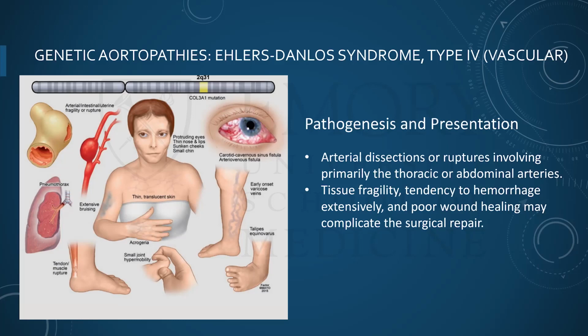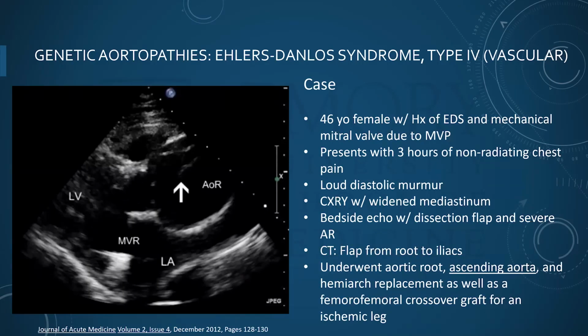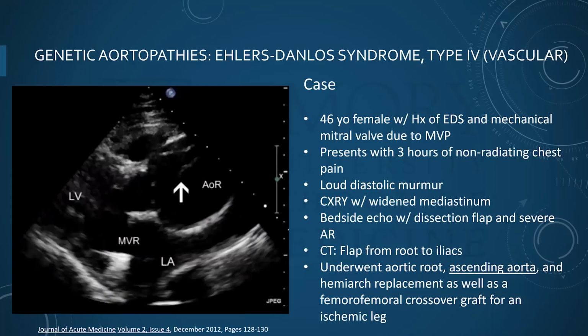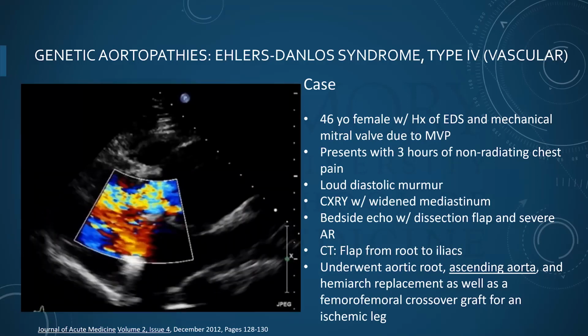So this is a case of a 46-year-old female who had already been diagnosed with Ehlers-Danlos, and she had a history of mitral valve prolapse, status post mechanical mitral valve, and she presented with 3 hours of non-radiating chest pain and a loud diastolic murmur. Her first imaging study was a bedside echo, which clearly shows a dissection flap here in the aortic root. And when we put ultrasound on it, we see she has severe AR. Chest X-ray done later also revealed widening of the mediastinum.